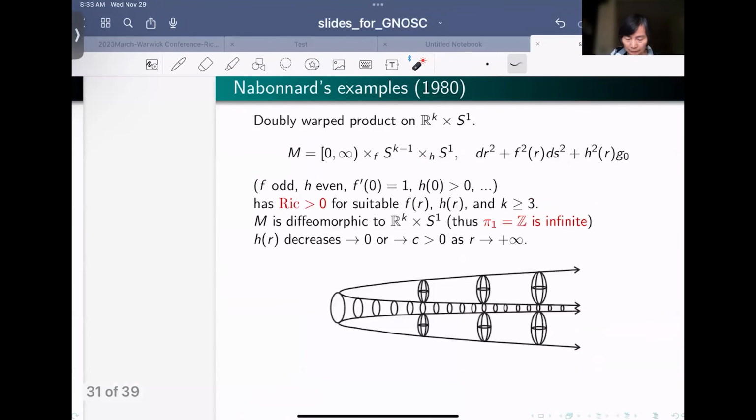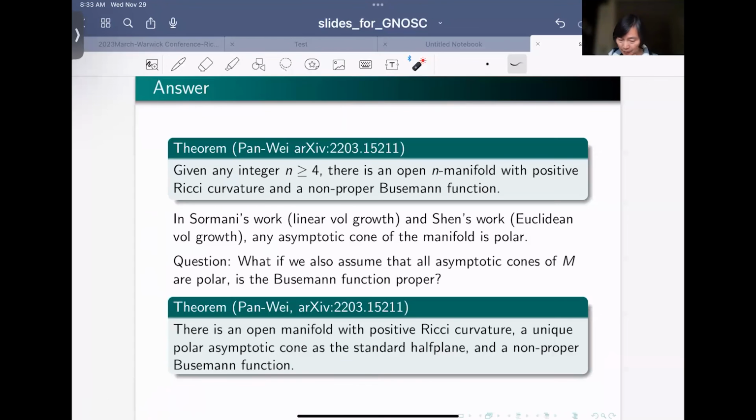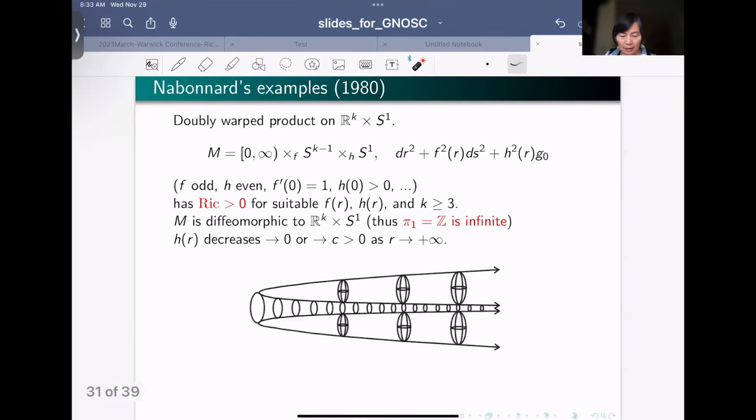So how do we prove it? The proofs of both counterexamples are kind of related. They go back to Nabonnand's example in the 80s. He constructed a double warped product metric on Euclidean space times S1.